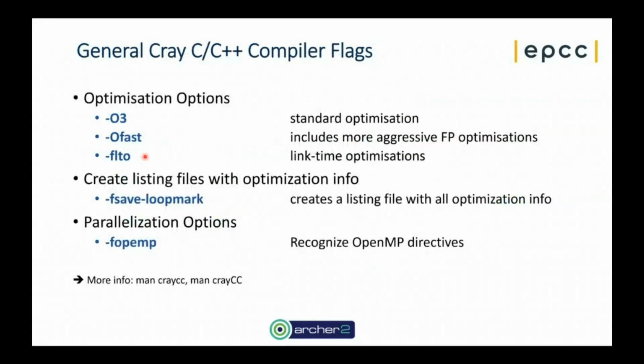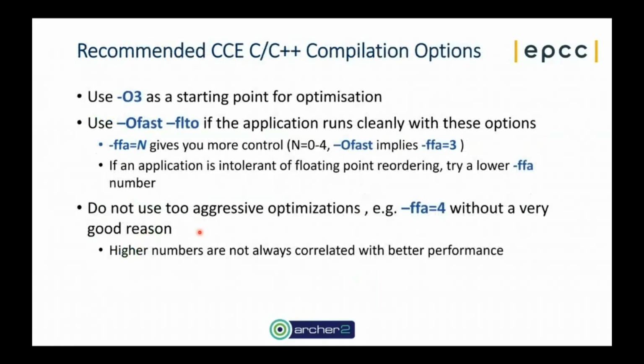On the C compiler, it looks very similar, but it's got O3, OFAST, and then FLTO. This is a bit more of an interprocedural optimization where it can look across multiple files at the same time and do more things there. There are things like save loop mark, which give you the information, and parallelization options as well. And for the Cray C or C++ compilers, maybe start at O3 in the optimization level, but if you want to go more aggressive than that, there's minus OFAST and minus FLTO as well.